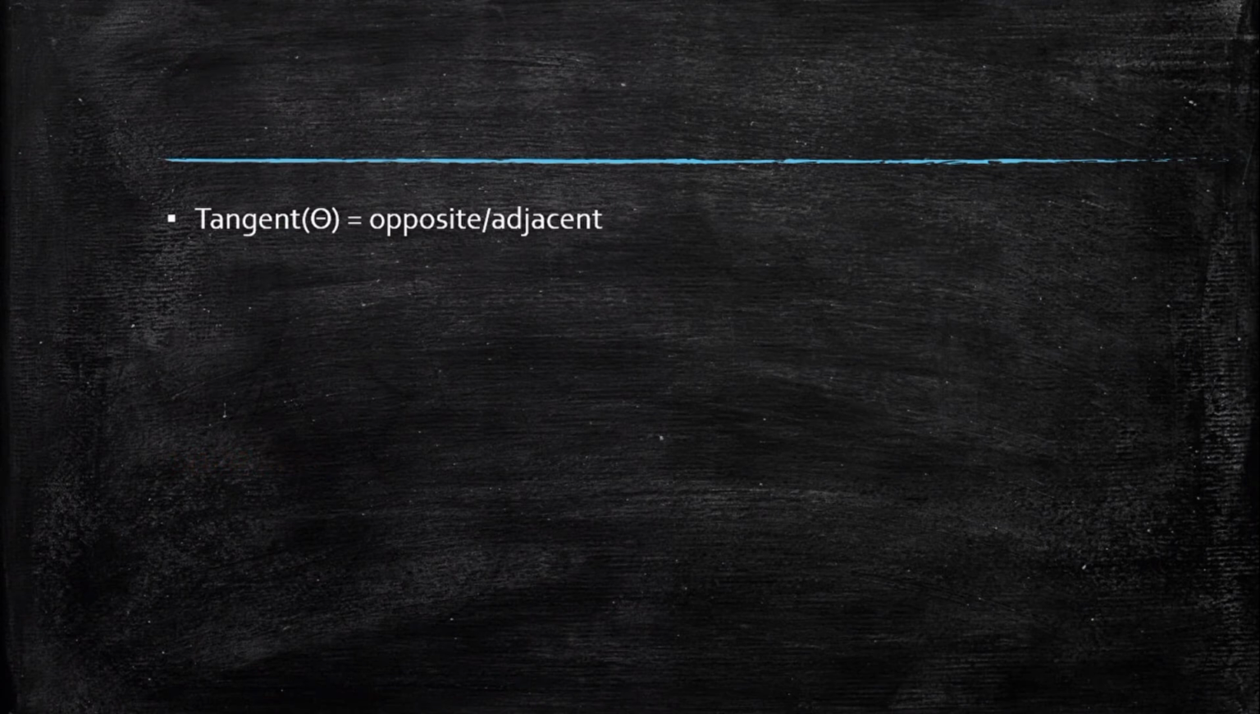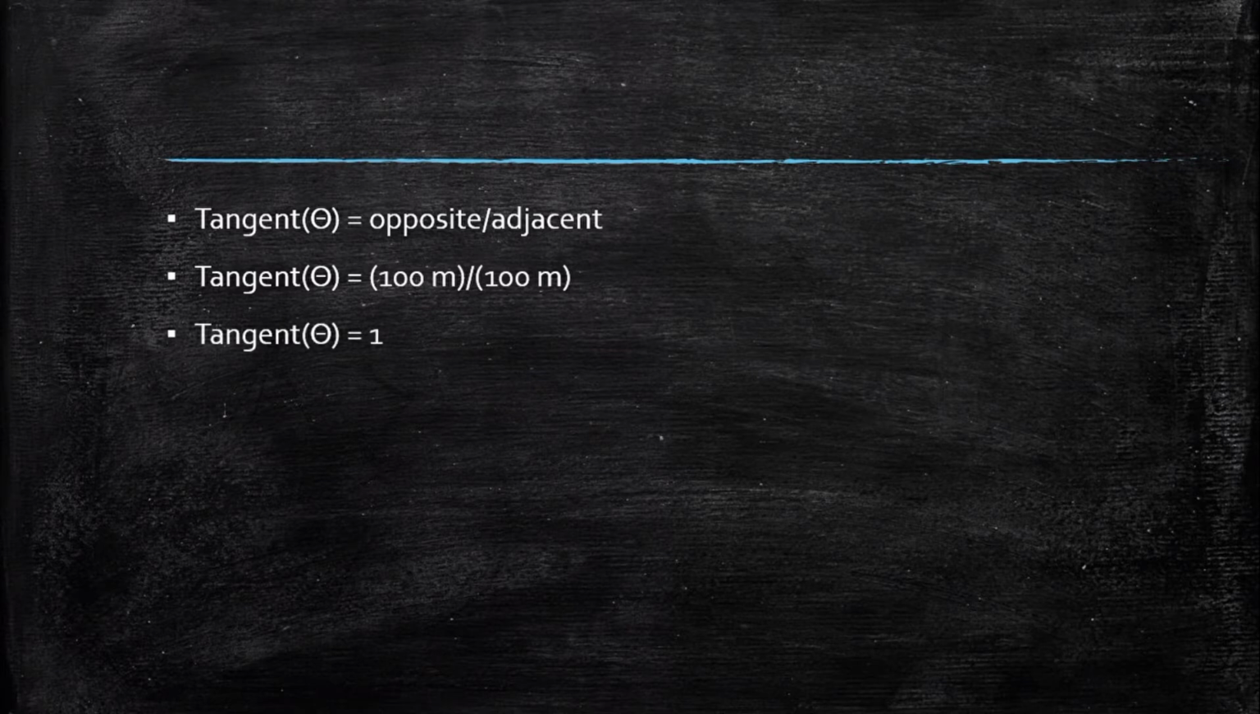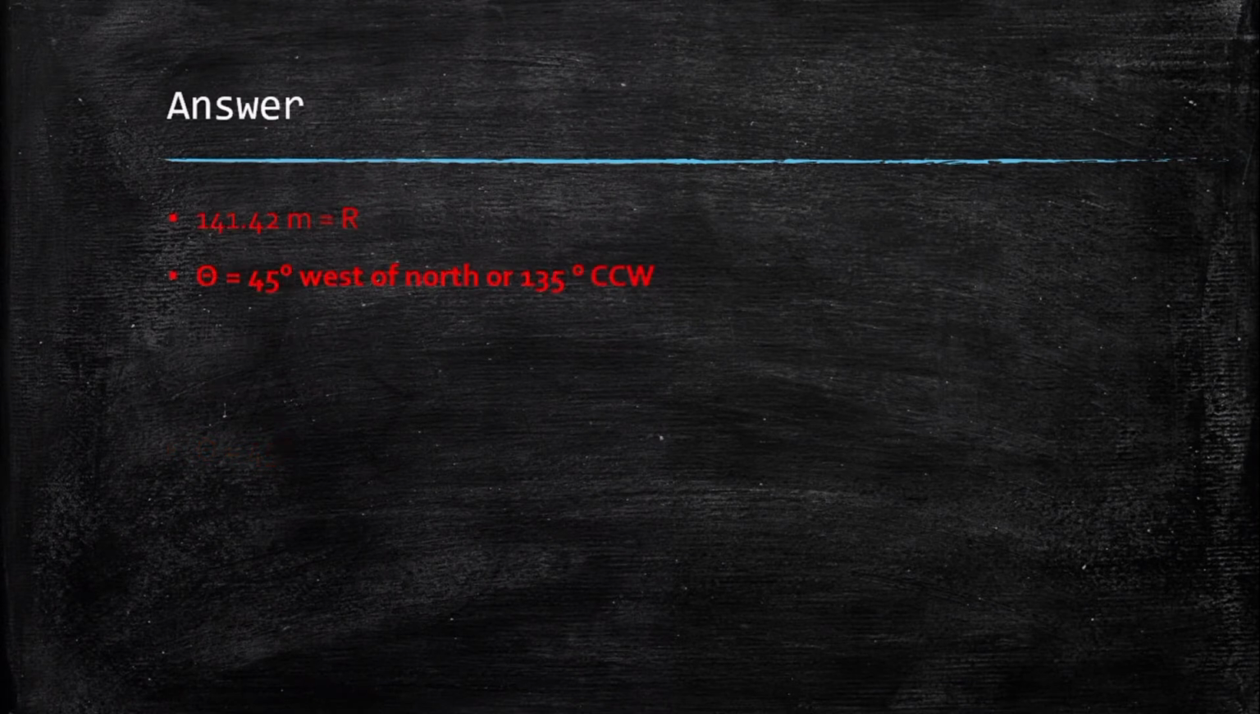So, opposite and adjacent, gagawin natin is divide natin yung 100 meters divided by 100 meters. Magiging 1, and then, gagawin natin is inverse tangent of 1. Yan, and our total angle is 45 degrees. At ito ang answer ng ating problem. Resultant 141.42 meters, and our angle is 45 degrees west of north, or 135 degrees counterclockwise.